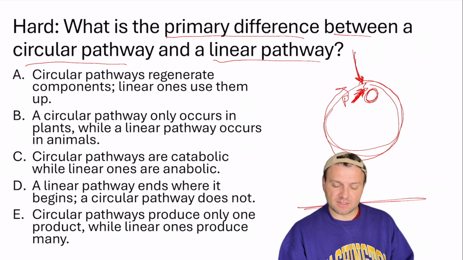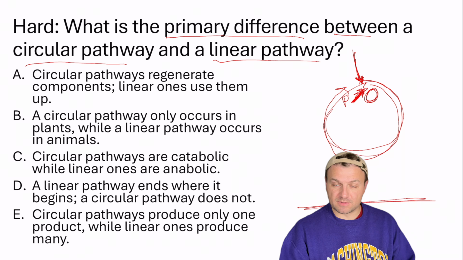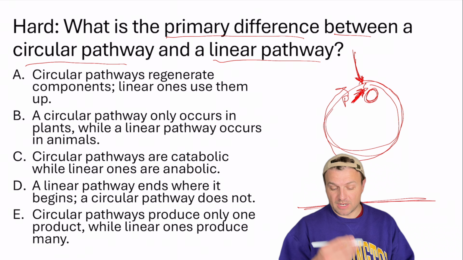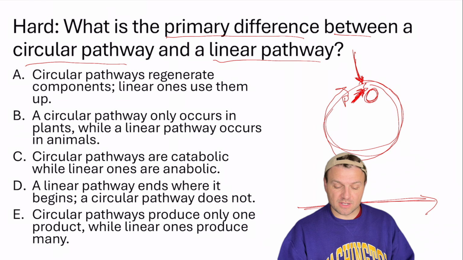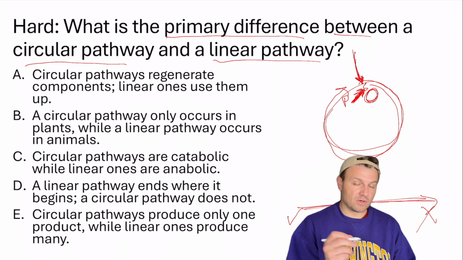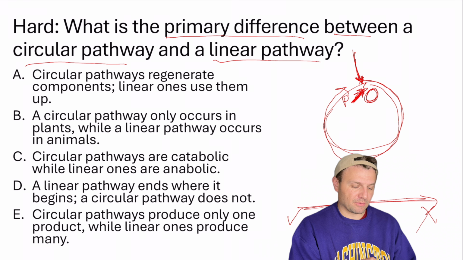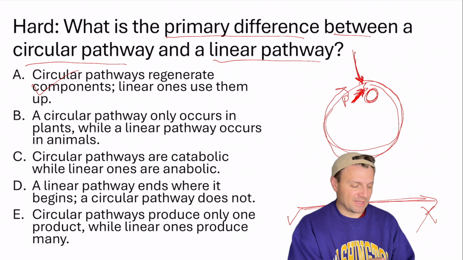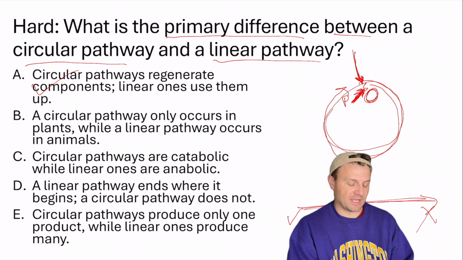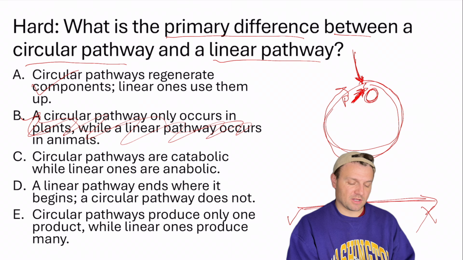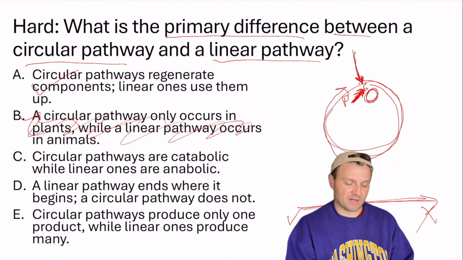The regeneration of this molecule, though, there's some molecule here that's being regenerated. In a linear sequence, we have just one substrate becoming the product of the next reaction and so on and so forth, and it's not going to go around in a circle where we have something here and then something here, and they're just different. So knowing that, A, circular pathways regenerate components, linear ones don't. That sounds like what we just talked about. B, a circular pathway only occurs in plants while linear pathways occur in animals. No, we see both in both animals and plants. C, circular pathways are catabolic while linear ones are anabolic.